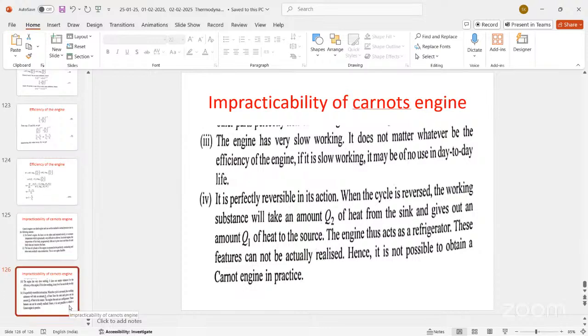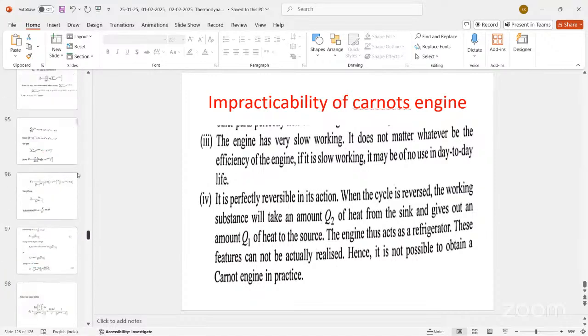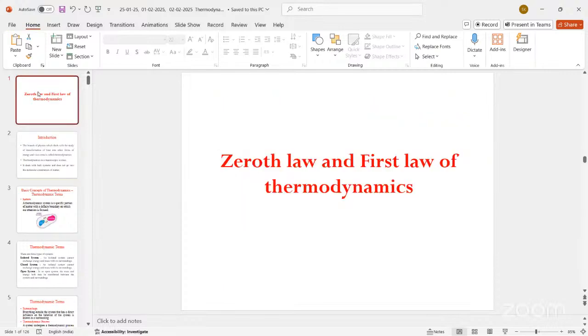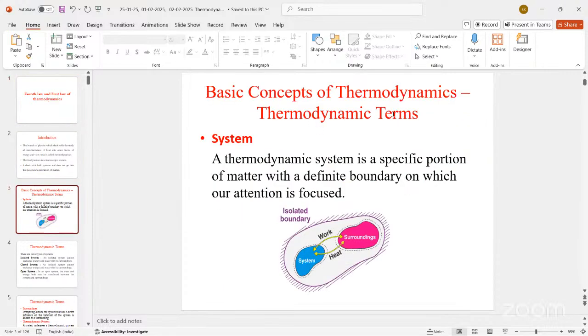So this is the last class we have here. So what will happen here, we will go for a little bit of revision. What we discussed in the last classes: we discussed the zeroth law and first law of thermodynamics. See here the system, the basic concept of a thermodynamic system: system, work, heat, surroundings.